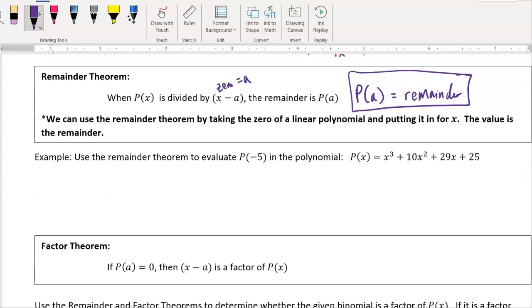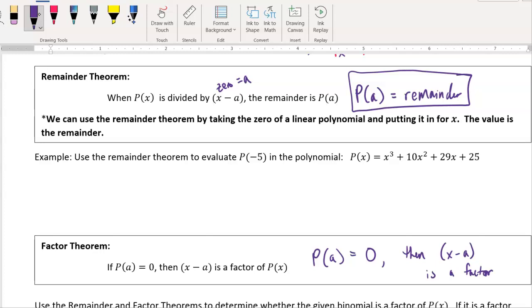Or if you look down here, the factor theorem, which we'll get to in a second, well, let's just talk about that now. It just tells us that if we put a number in for the polynomial and we get 0 as an answer, then x minus a is a factor. So if you get 0 as an answer when you plug in whatever the 0 is, then we know that x minus a is a factor of the polynomial.